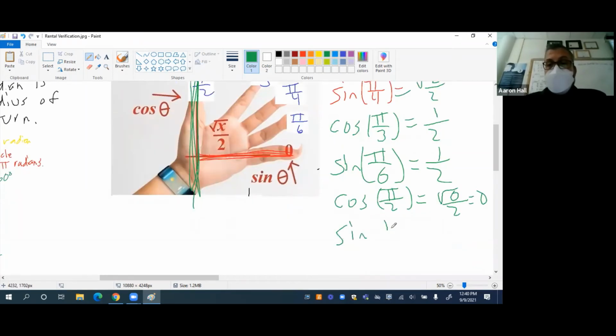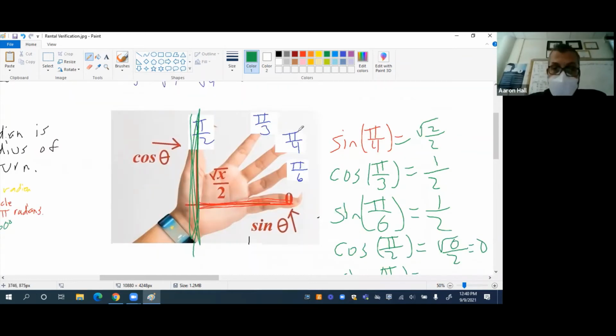What is sine of pi halves? That is 1. If you have 4 fingers up from the sine direction, put 4 into the square root. Square root of 4 is? 2. 2 divided by 2? Oh, 1. Yep. So we get 1.